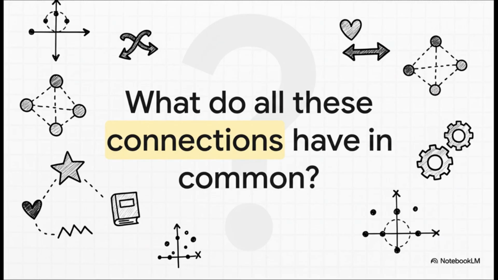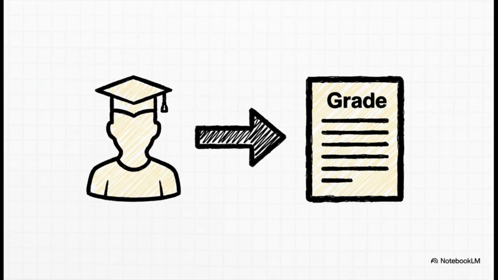So let's just think about connections for a second. Simple pairings between two things. To show you what I mean, we're going to look at three super quick examples. See if you can spot the pattern, the common thread that links them all. First up, think about a student and their grade on a test, right? You've got one thing, the student, and it's paired up with another thing, the grade.